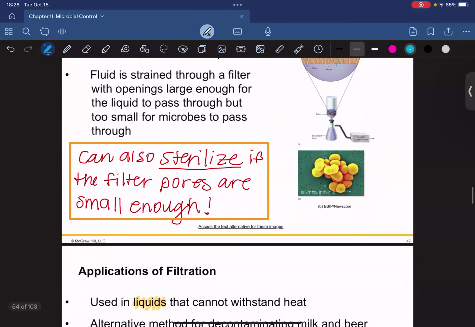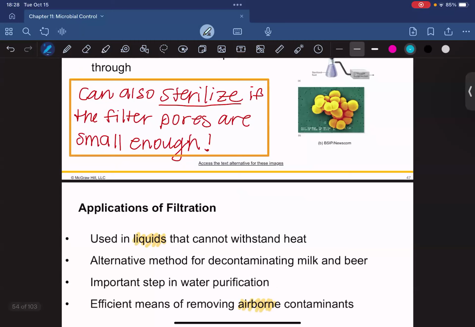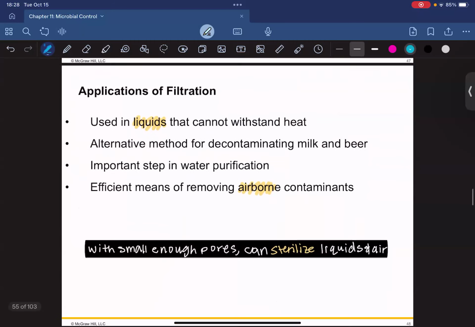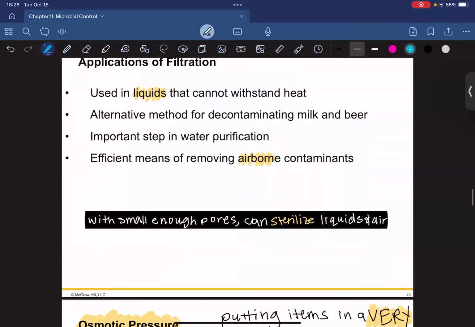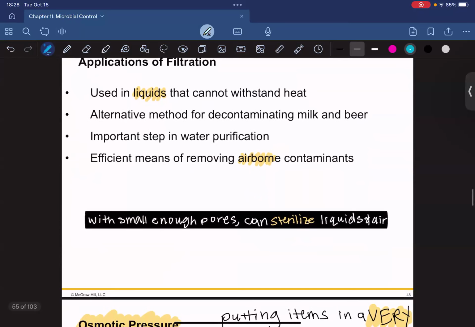Are you killing those microbes? You're not killing them, but you can have sterilized liquids. Anyways, that makes sense, right? This can be used to treat liquids or air. So air, that would be like your HEPA filters.